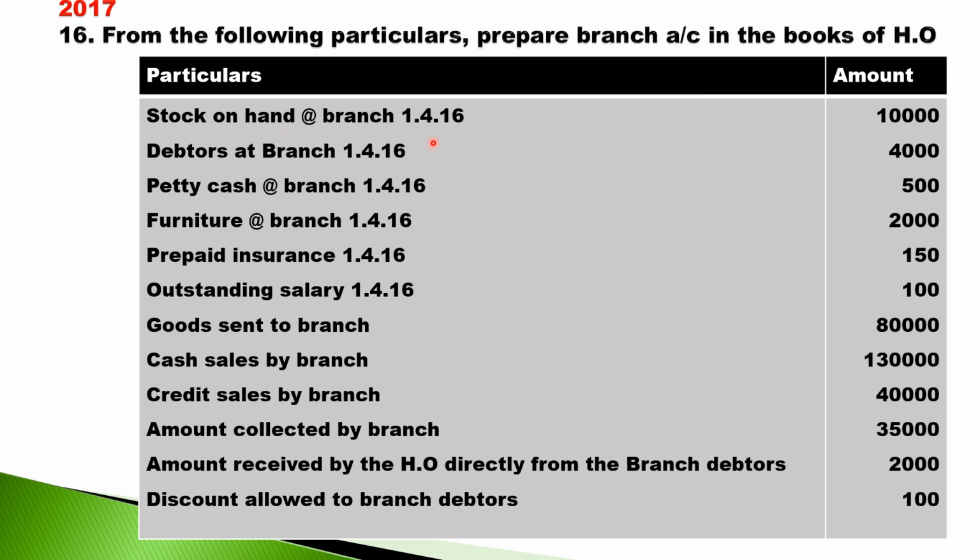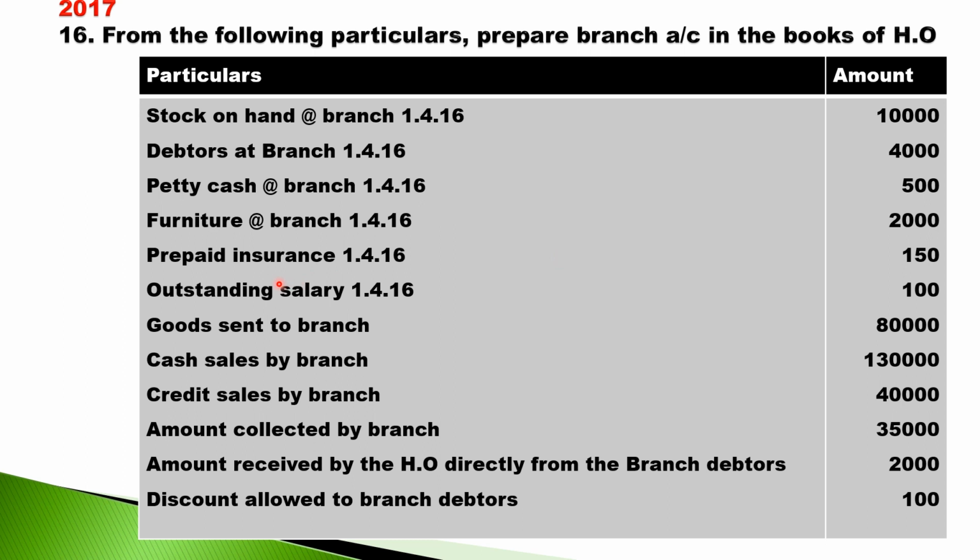Stock on hand at branch on 1/4/16, 10,000, will come in debit side. It's called opening stock. Debtor at branch on 1/4/2016, 4,000, it's called opening debtor, debit side. Petty cash at branch on 1/4/16, 500, it's called opening petty cash, debit side. Furniture at branch on 1/4/16, 2,000, it's called opening furniture, debit side. Prepaid insurance on 1/4/16, 150, it's called opening prepaid.